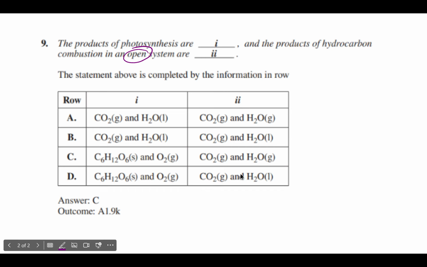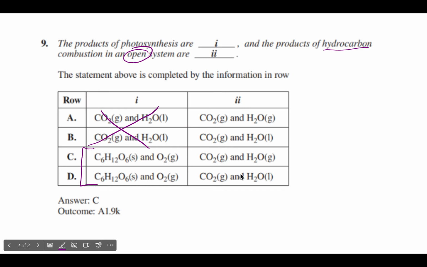So when you're looking at the products of photosynthesis, you do want to have that reaction memorized. And you are going to get out glucose and oxygen. Now the states for glucose and oxygen, they're not going to change. Glucose is a solid, oxygen is a gas. So we can rule out these first two because we know the products of photosynthesis.